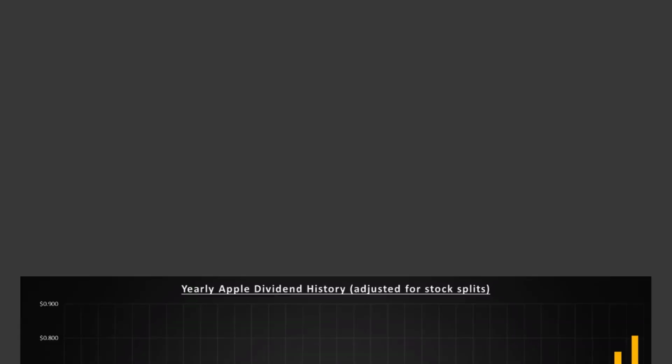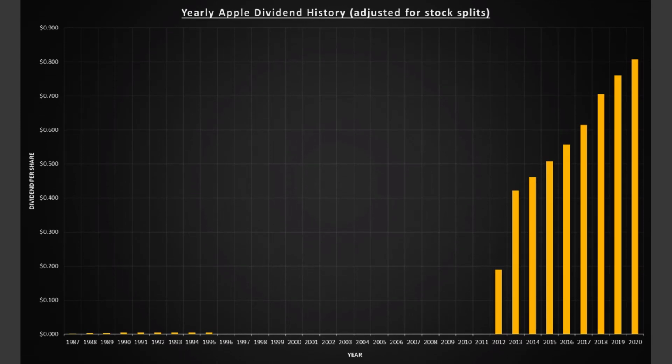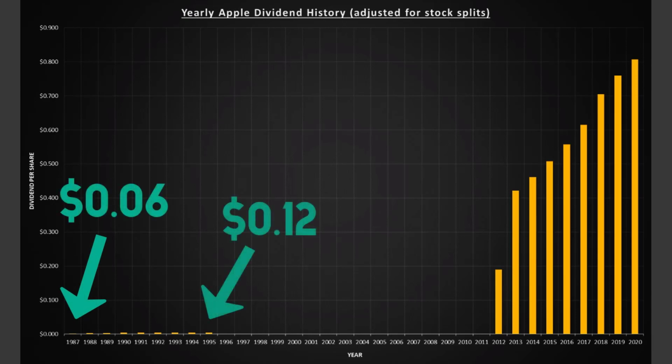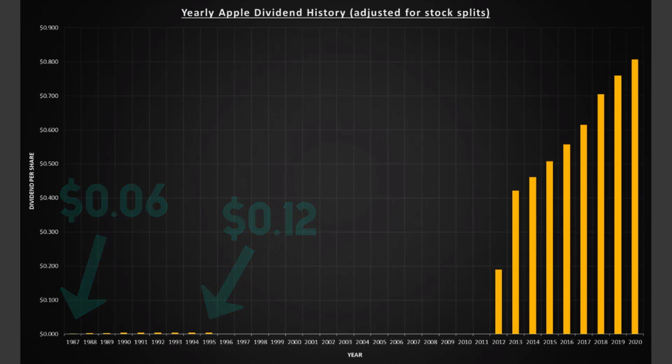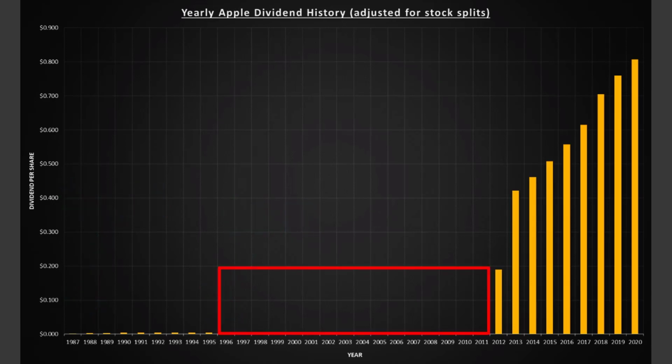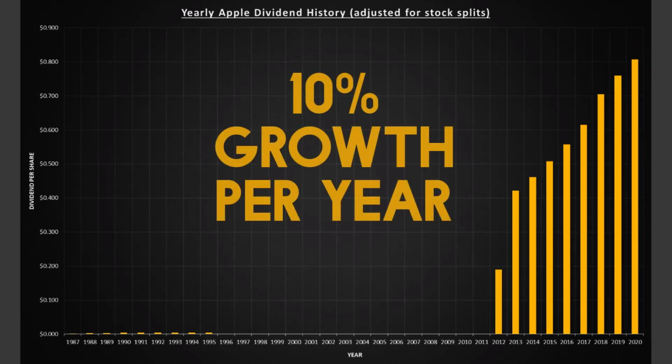If we look at the yearly dividend history of Apple, they first started paying dividends in 1987. These were very small amounts and started at a quarterly dividend of 6 cents and ended at 12 cents in 1995. Then we had a spell where Apple actually stopped paying dividends before restarting again in 2013. In fact, since 2013, dividends have nearly doubled from 42 cents to 81 cents in 2020. The average dividend increase since dividends were reinstated is 10% per year.